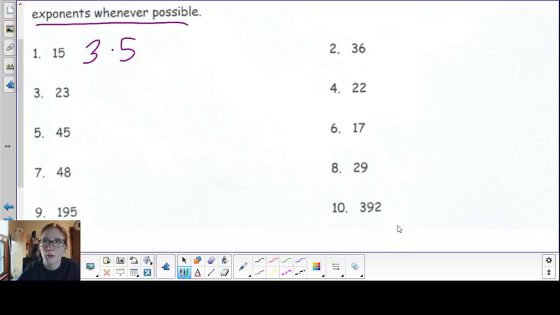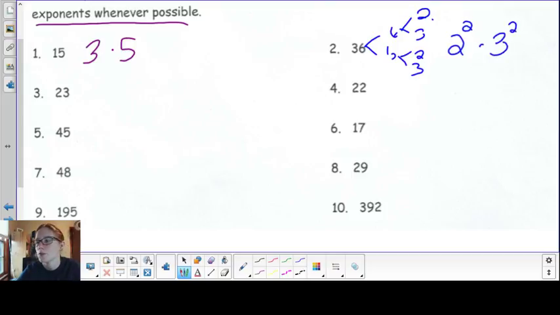36. Well, there's a couple different ways to start breaking this down. We know we could do 6 and 6. That works. 6 is 2 and 3. 6 is 2 and 3. None of those can break down anymore, so I have 2 squared, because I have 2 of them, times 3 squared, because I have 2 of them.